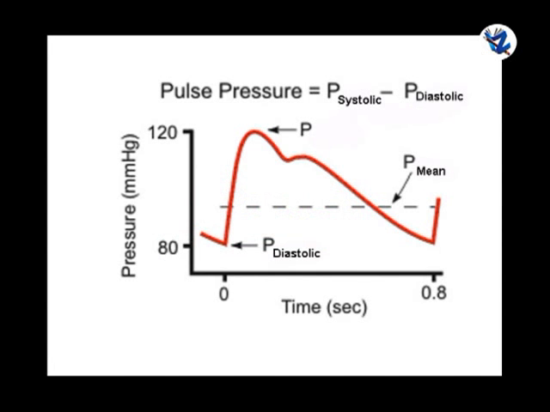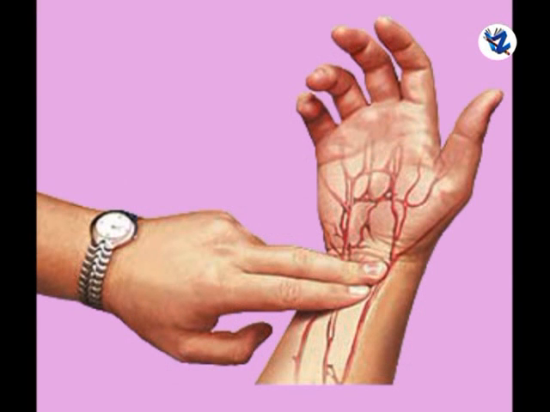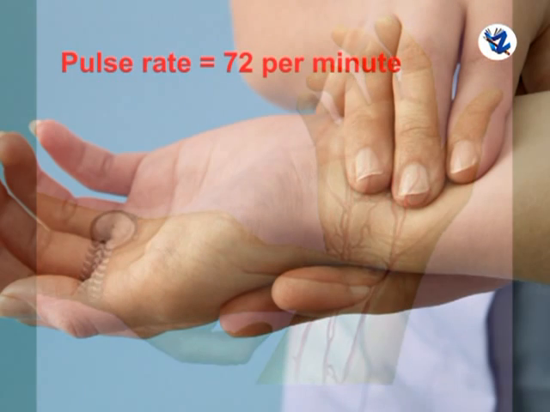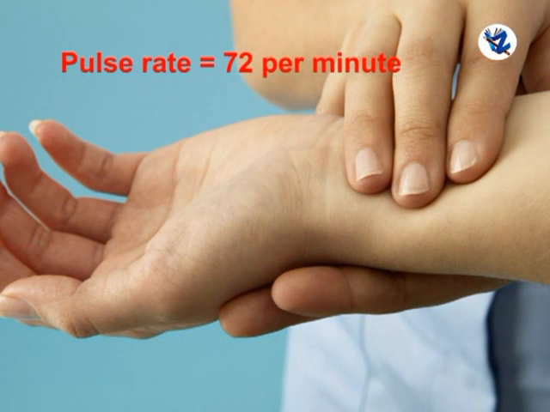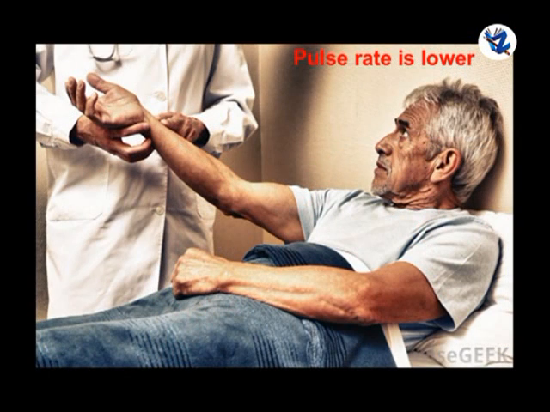Pulse. Pulse is a pressure wave that travels through the arteries after each ventricular systole. The pulse may be felt in any artery that lies near the surface of the body. The radial artery at the wrist is most commonly used to feel the pulse. The pulse rate is the same as that of the heart rate, 72 per minute. Pulse rate is higher in standing position and lower in lying position.